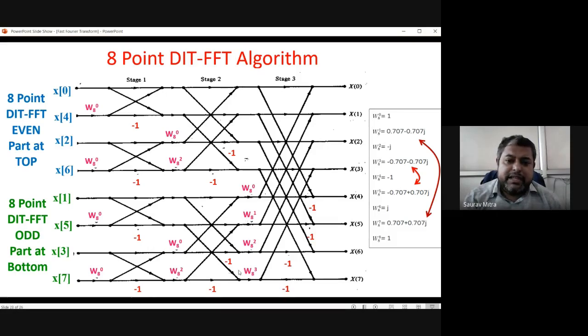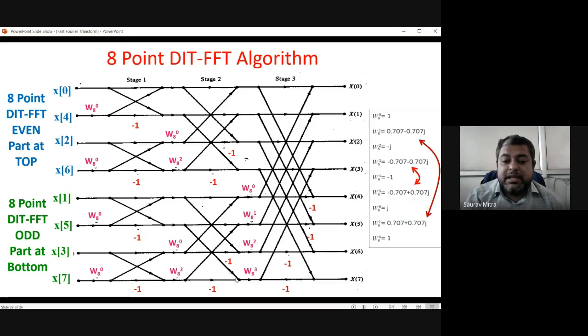If you check the 8 lines, the sixth and eighth line multiplications are the main points where students make mistakes. So be careful. On the sixth line, wherever W81 is there, whatever comes at this point you have to multiply with 1 by root 2 minus j by root 2.